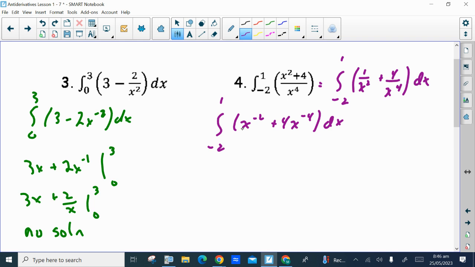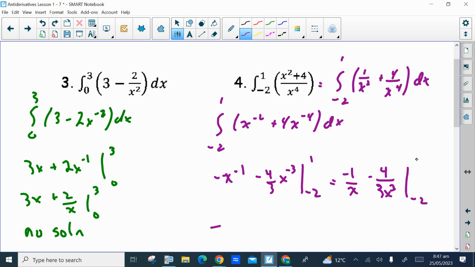So x to the -2, and we take the antiderivative of that term, we add 1 to the -2 to get -1. That'll be the new power. We'll also divide by -1, so you'll get -x to the -1. When you add 1 onto -4, you'll get -3, so it'll be -4/3 x to the -3. That will evaluate between -2 and 1. Or -1 over x minus 4 over 3x cubed, that we evaluate between -2 and +1.